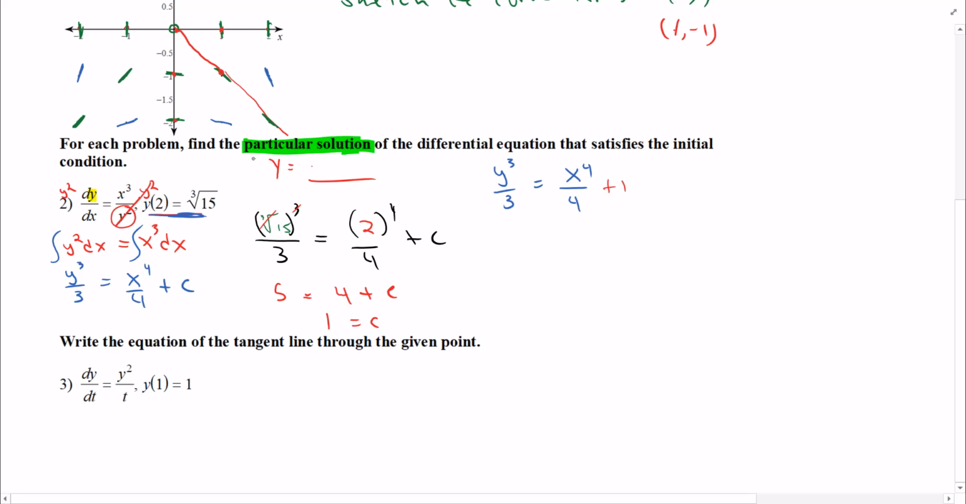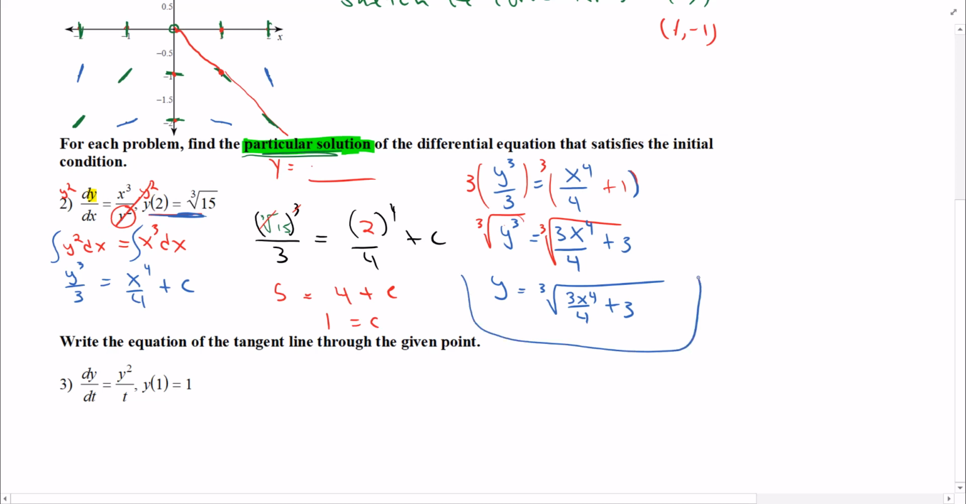To get full points on this, you need to find the particular solution, meaning the y needs to be by itself. So let's multiply both sides of this equation by 3 to get rid of that 3 in the denominator. We're going to get y to the third equals 3 x to the fourth over 4 plus 3. And then I need to get rid of that third right here. So we're going to take the third root of both sides. And we're going to be left with y equals the third root of 3x to the fourth over 4 plus 3. And that's going to be our particular solution.